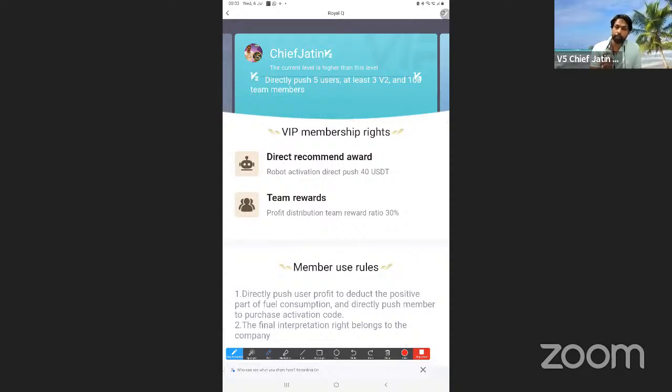You have already signed up, sponsored 3 people. You need to sponsor 2 more people, and you need to have 3 V2s in your team, 3 V2 leaders. That means 3 leaders that each have a team of 20 people. But those 3 V2s should come from different verticals: 1 V2 from here, 1 V2 from here, 1 V2 from here. Anybody in one vertical can become a V2. And with a total team size of 100 people, you become a V3.